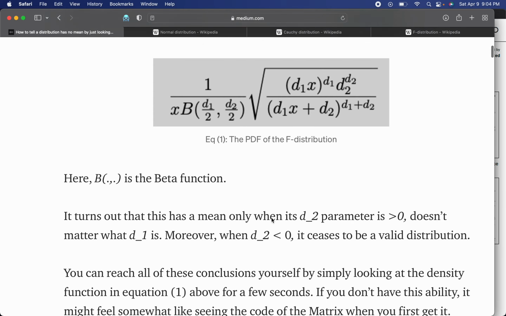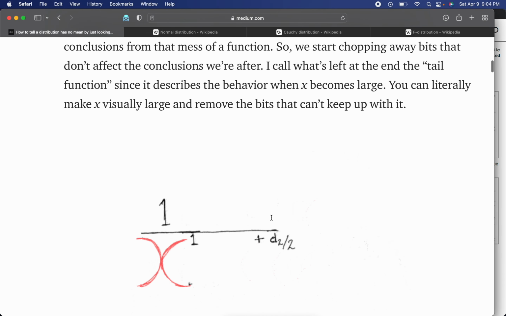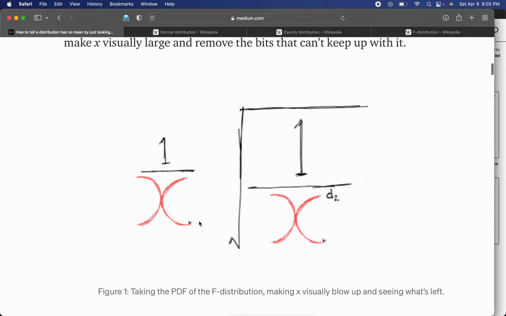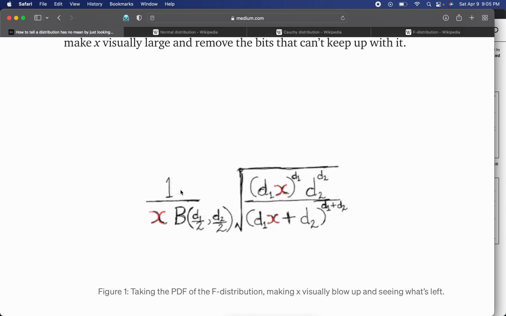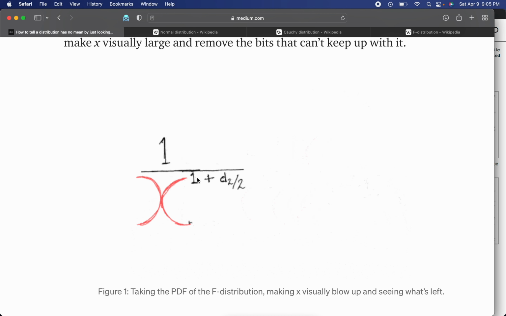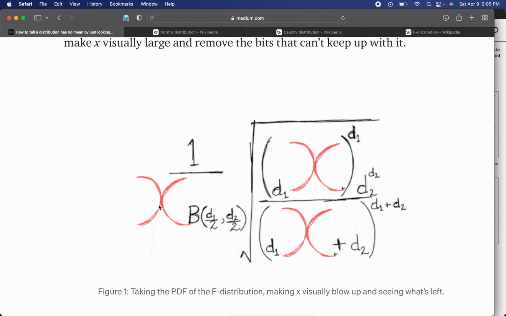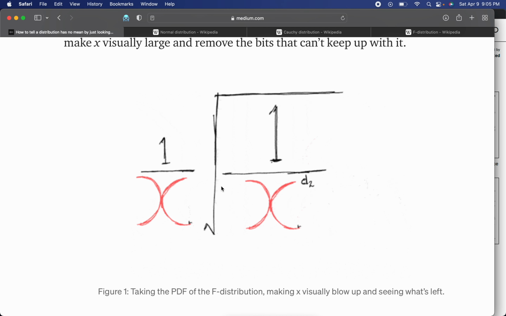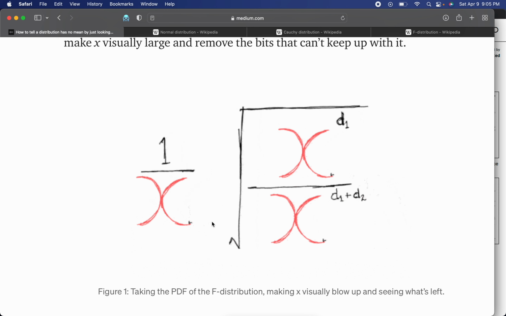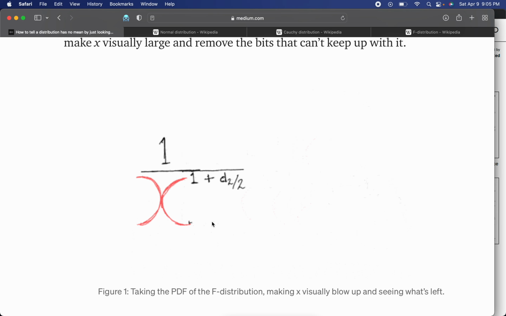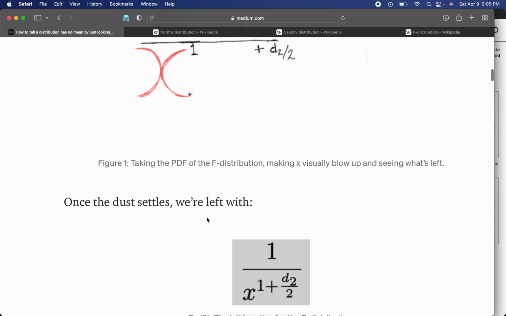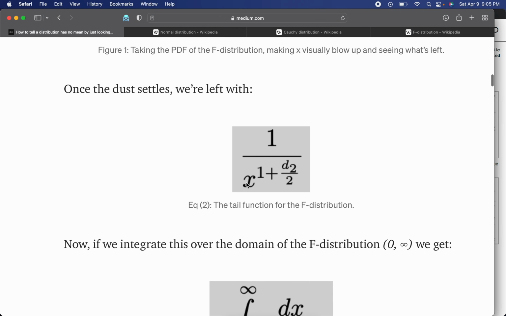To get the tail behavior, like I said, you make x large, and you can imagine x literally becoming large. You start with the PDF, just make x large, remove the terms that can't keep up with it, and you're left with the behavior of the function only for very large values of x, which for the F distribution becomes 1 divided by x to the power 1 plus d2 by 2. There is no d1 parameter. It had only two parameters, d1 and d2, so the question of whether it has a mean or not depends only on d2 and not on d1, and then you can make other assertions as well. Like I said, for the F distribution, this is what you're left with.